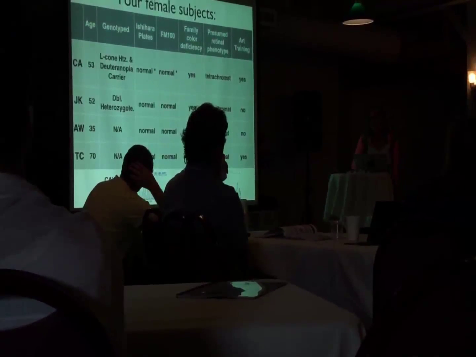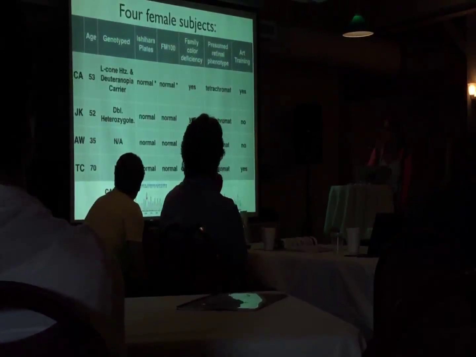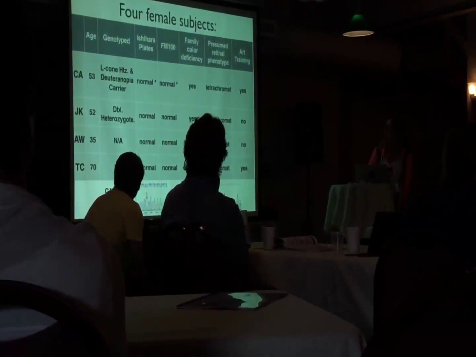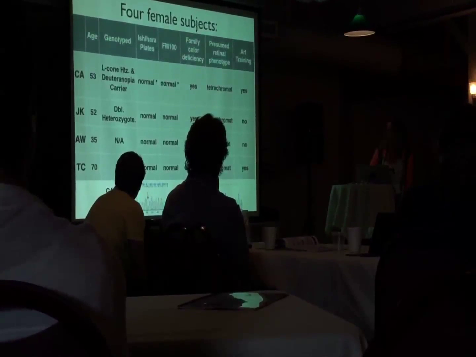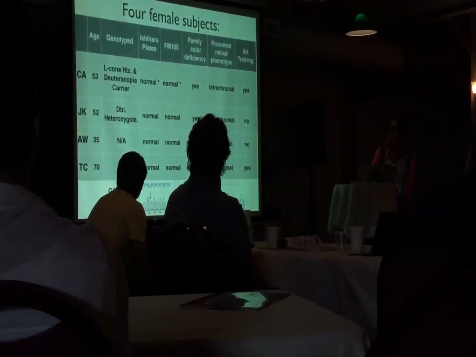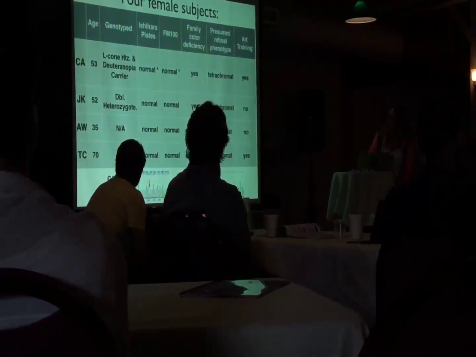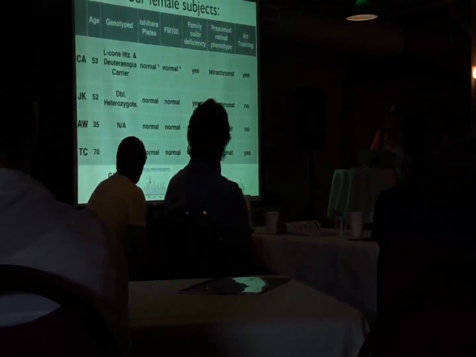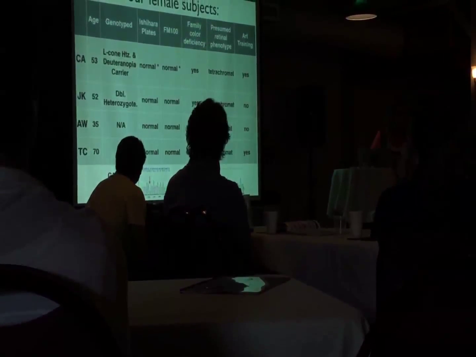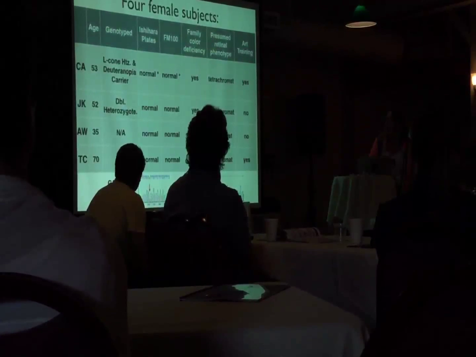The results I'm going to show you today are from 4 female subjects. 2 of these female subjects are carriers of opsin gene polymorphisms. The first one is a carrier of an L-cone heterozygosity and deuteranopia. JK is a carrier of polymorphisms on both M and L opsin genes. And the bottom 2 subjects are normal trichromatic subjects.